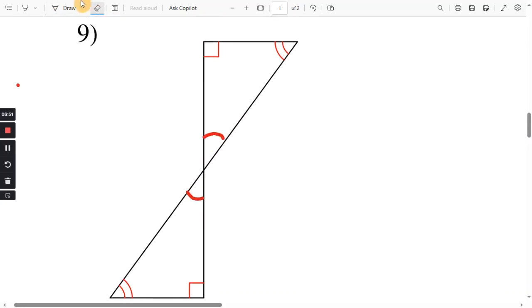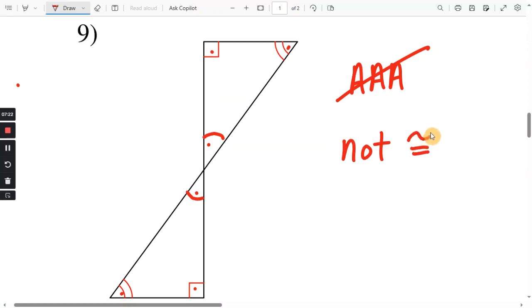And now what do we have here? We have an angle, an angle, and an angle. Do we have a theorem or postulate that has angle, angle, angle? No, we do not. None of the sides are marked congruent, and none of the sides are shared. If you don't have any sides, you can't prove it, because all the theorems have a side involved. So this one is just going to be not congruent, because there's no sides marked at all, and there's no shared side.